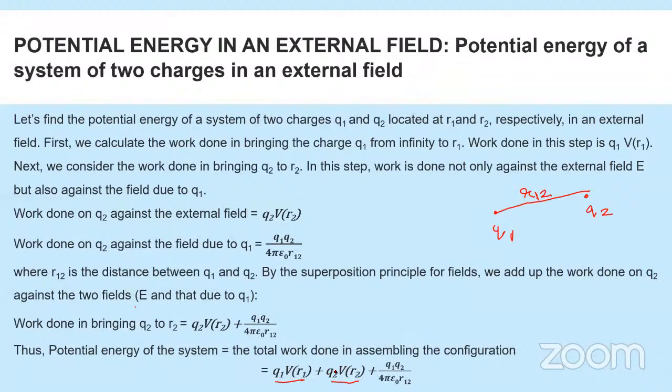on Q2 in getting it from infinity to the point R2 against the external field. The first term is also against the external field, and this is also the external field, and this last term is actually the work done on Q2 in getting it from infinity to point R2 against the field that is there due to the presence of charge Q1. So this is going to be the potential energy of the system when we are considering a two charge system in an external field.